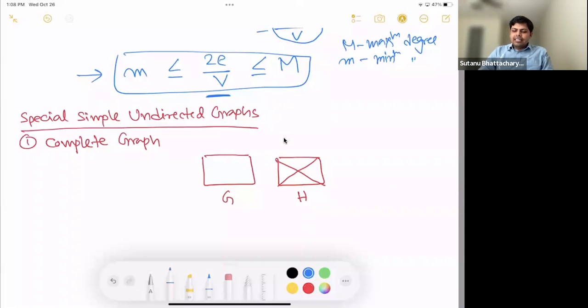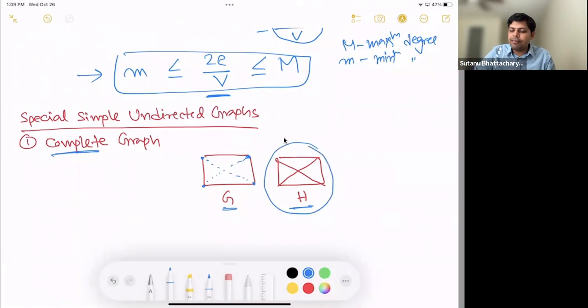Here you can see that this graph G doesn't contain all edges, meaning this edge and this edge are missing. Between this node and this node, there is no edge. But in graph H, you can see there is an edge between every pair of vertices. So when there is an edge between every pair of vertices, we call it a complete graph. So complete means there is an edge between every pair of vertices in that graph. This is an example of a complete graph, but G is not.